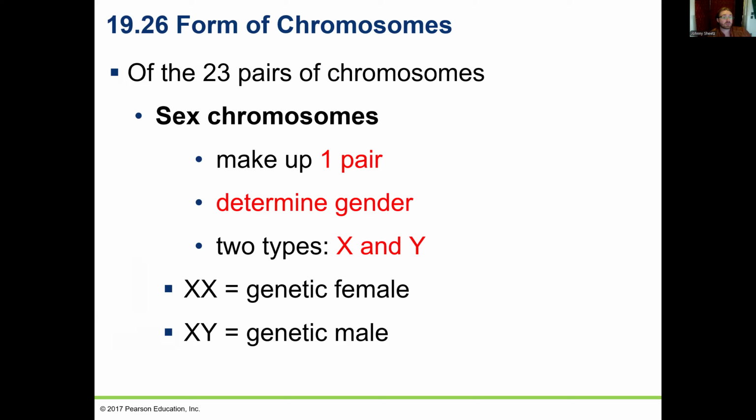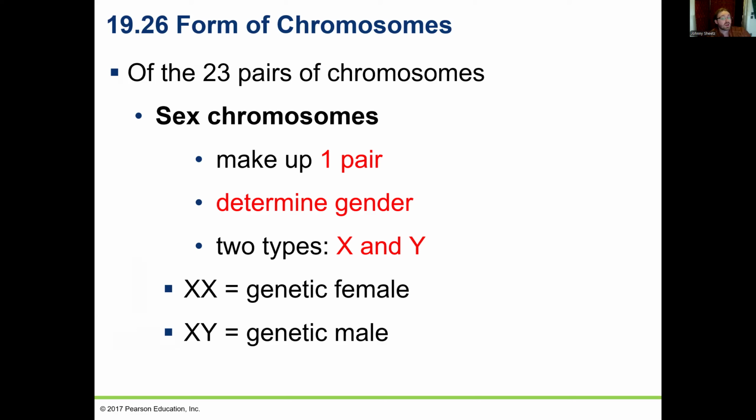Of the 23 pairs of chromosomes, sex chromosomes are a single pair that determine gender. Interestingly enough, the X chromosome contains a large amount of information that's going to be important for basic life function. You need your X chromosome to properly form your digestive tract, your cardiac tissue, and a lot of your neural structures.